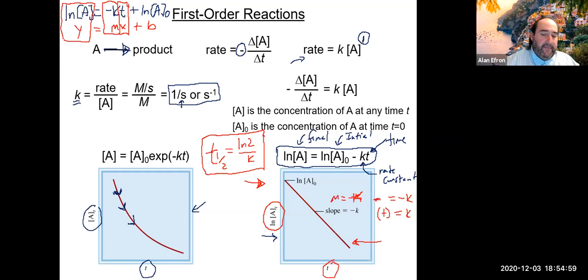Now, sometimes you do have to use both of these equations together. So sometimes you have everything in this first equation except for the rate constant, but they may give you the half-life, and you can use this half-life equation to figure out k. So there are a number of problems where you oftentimes have to use those two together to solve for something that you're looking for.